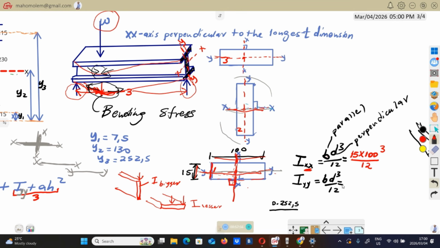You do the same thing with IYY. The side parallel to YY: YY is your reference, this horizontal line. So the side parallel to YY, which is this side, 100, is going to be your B. The side perpendicular to YY will be D. So here's YY, perpendicular to YY is this side, which is 50.